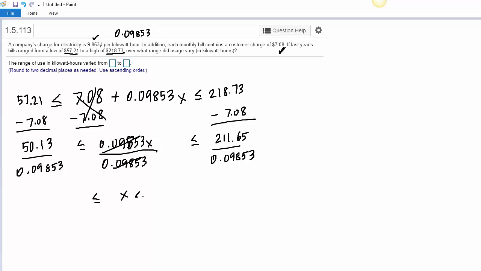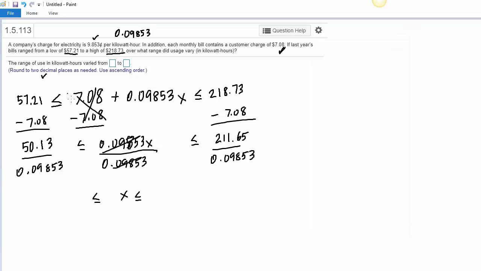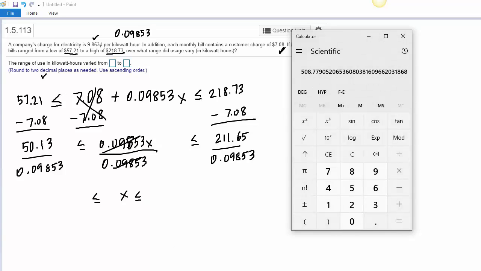And now we just need to pull out our calculators here and find these numbers. So for the left-hand side, I divide that and I get 508.779. Now notice it says here in the blue instructions how to enter that number. It wants 2 decimal places. And so we get 508.78. Since the third decimal place is greater than 5, we round this up from 7 to an 8.